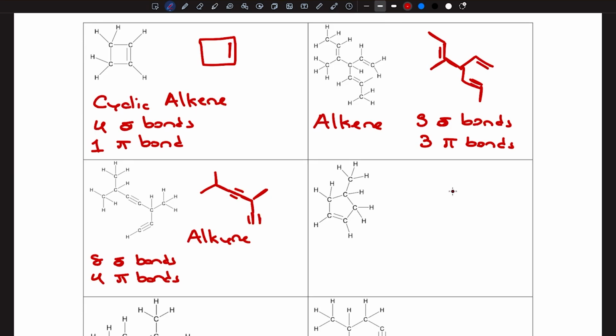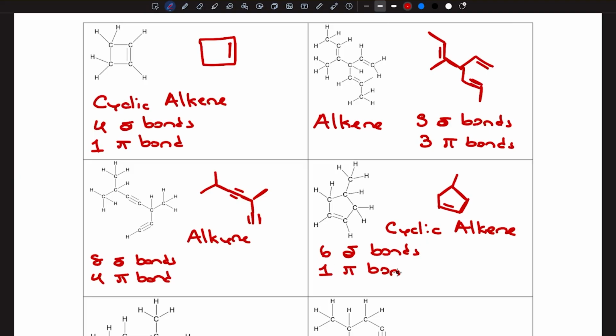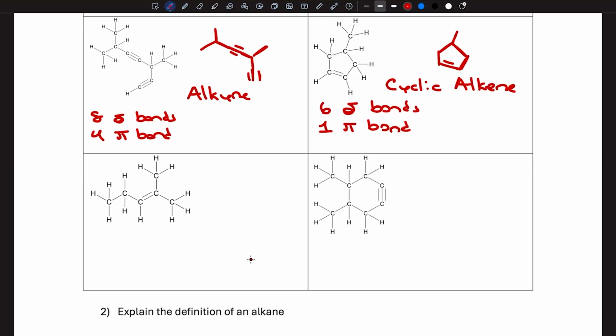The next structure, we do have this ring, cyclopentene, with this double bond over here, and then a carbon branching off, meaning that we do have a cyclic alkene that has 6 sigma bonds and 1 pi bond.